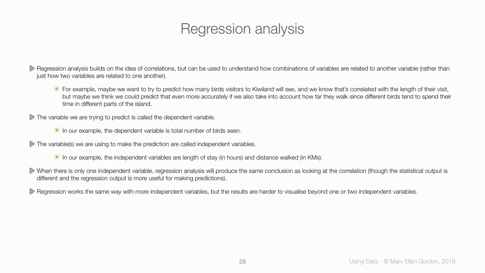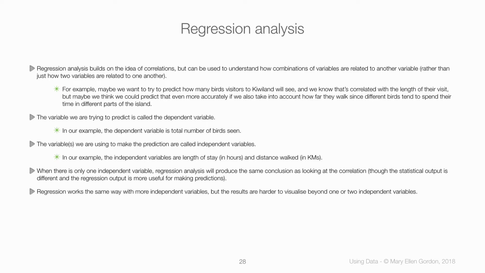The variable that we're trying to predict in that example or any other is called the dependent variable. So in this particular example, the dependent variable is the number of birds seen. The variables that we're using to make the prediction are called independent variables. Other words that you sometimes might hear are predictors, drivers, or features. But they're all the things that we're trying to use to determine what influences the dependent variable. So in our example, the independent variables are length of stay in hours and the distance walked in kilometers.